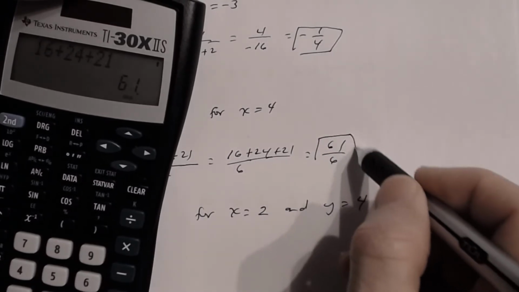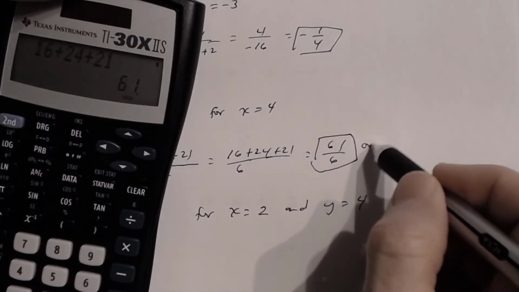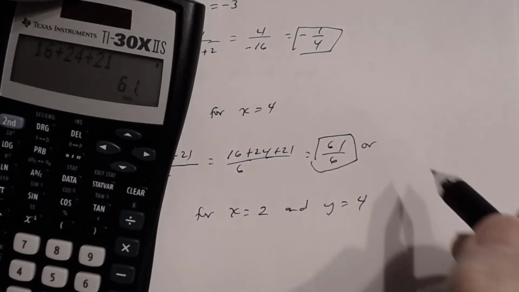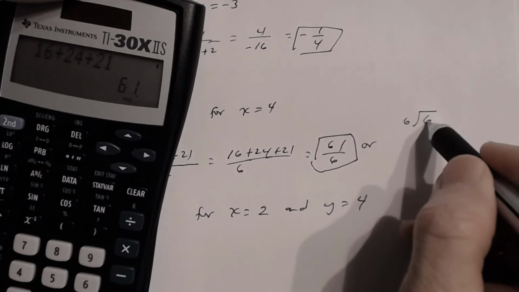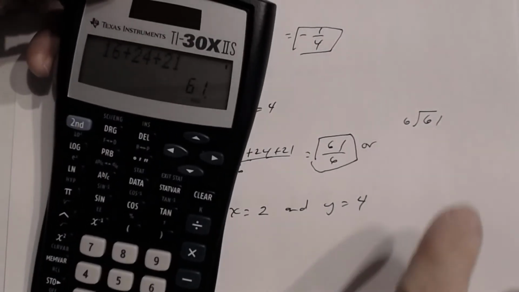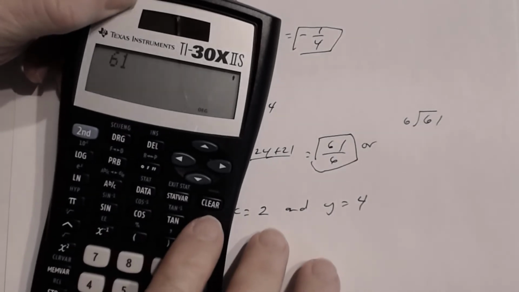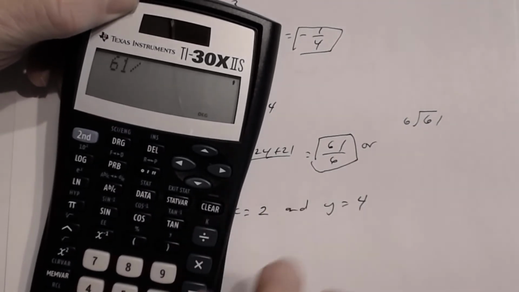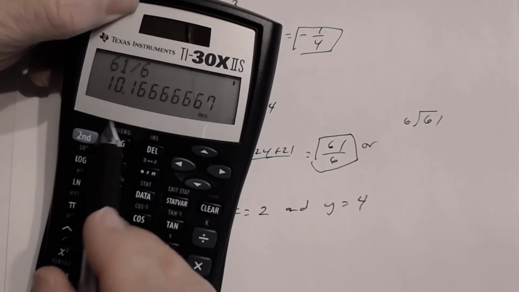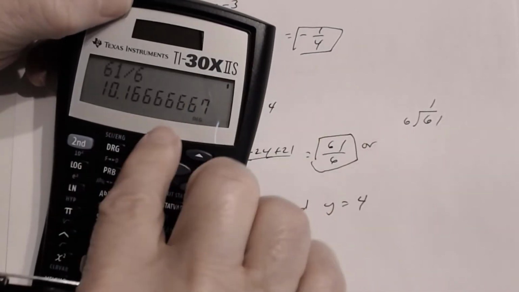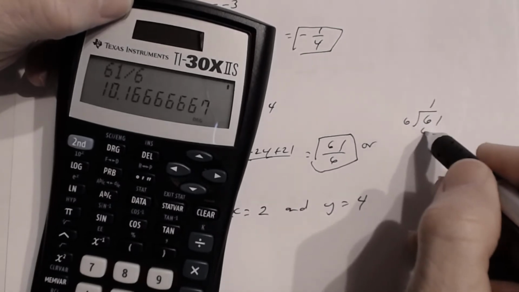But if you wanted to, since this is an improper fraction, you can change this to a mixed number. So you're going to say 6 into 61. If you use your calculator, 61 divided by 6, you get 10, right? So 6 into 6 is 1, 10 and something. 1 times 6 is 6.